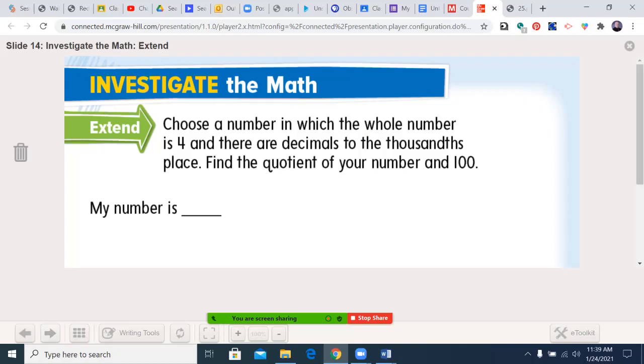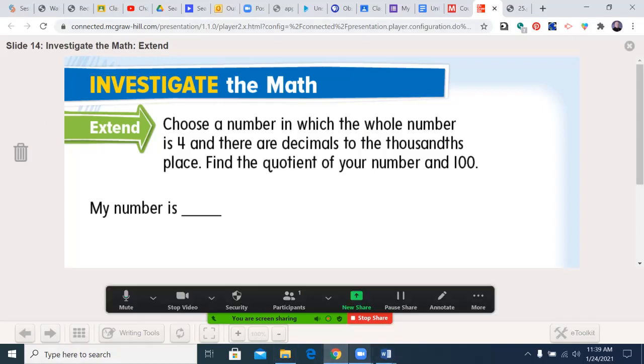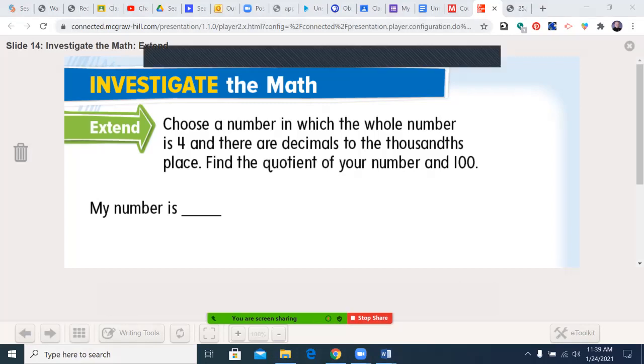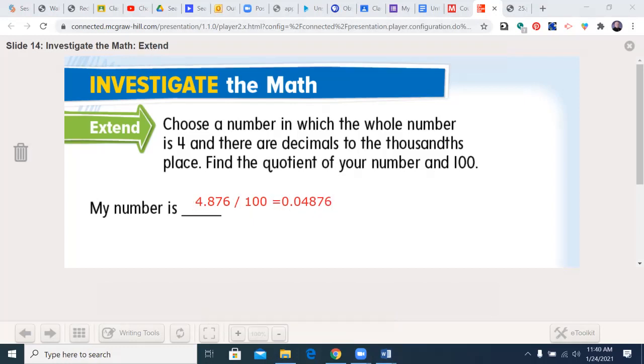Choose a number in which the whole number is 4, and there are decimals to the thousands. So we can do this using our annotation tool. 4.876 divided by 100. And that's going to equal 2 zeros, two spots back, so it will be 0.04876. So I started here, I had to go one spot, and then I had to annex a 0.